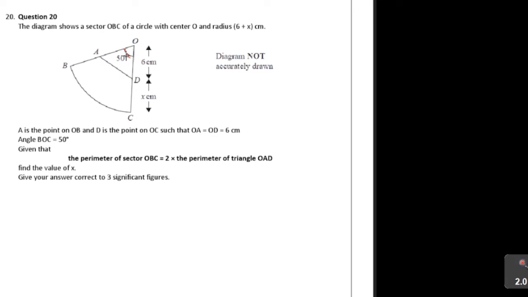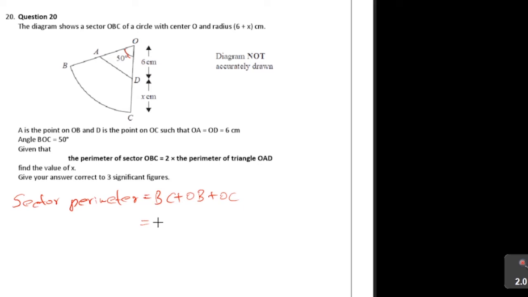They are asking us to find the value of x. We have to build an equation in terms of x and find the solution for x. We can get the sector perimeter by BC plus OB plus OC, no? So sector perimeter equals BC plus OB plus OC.